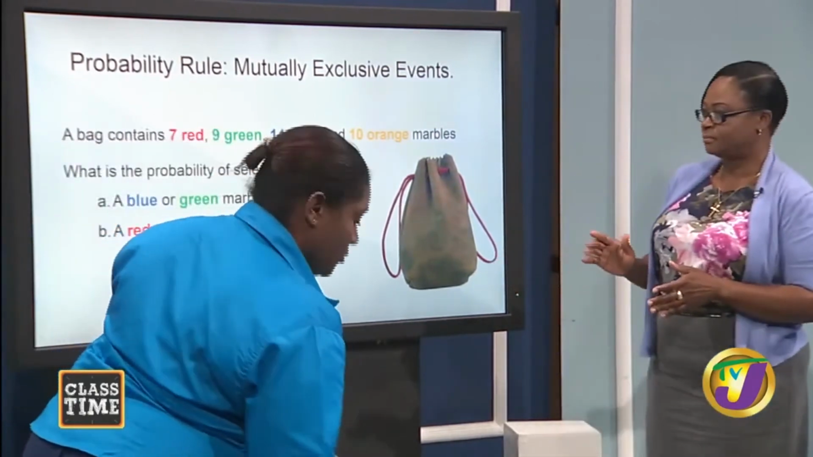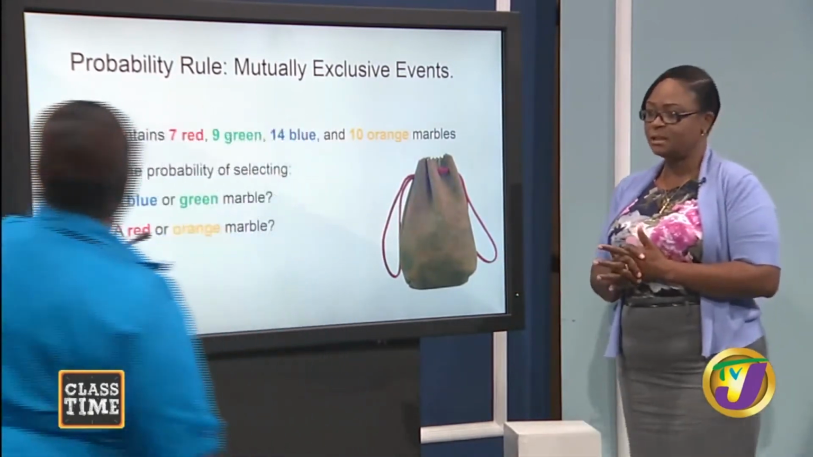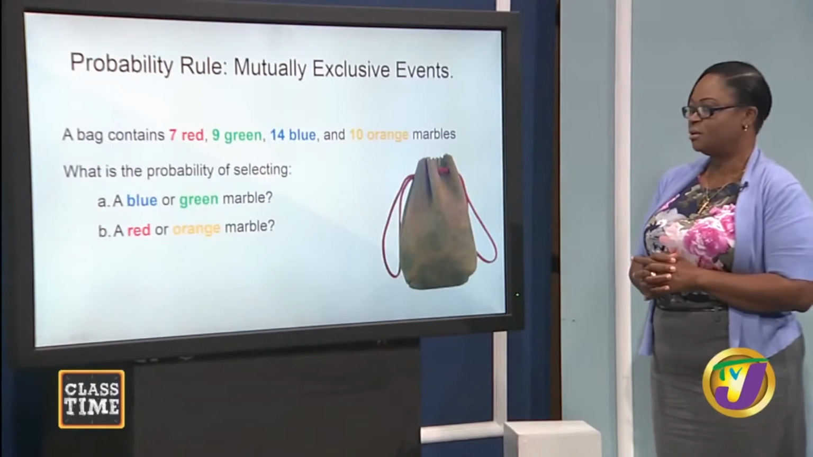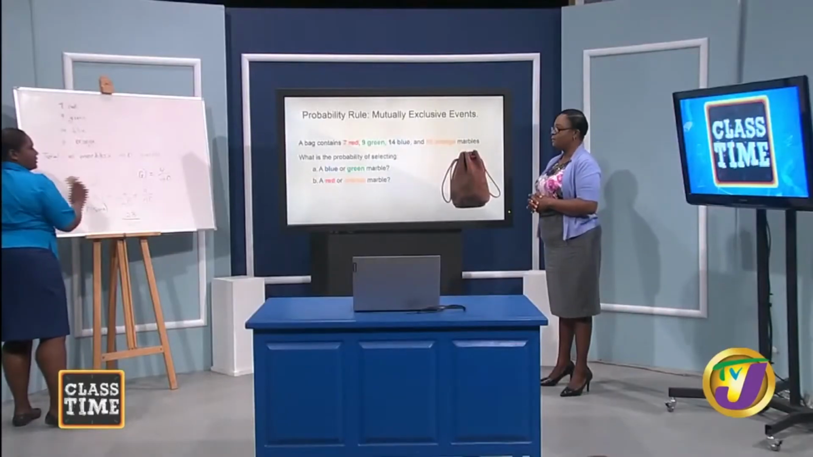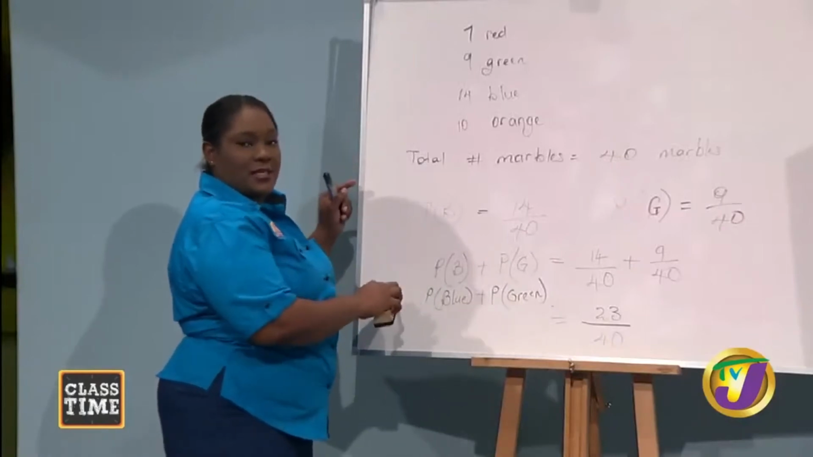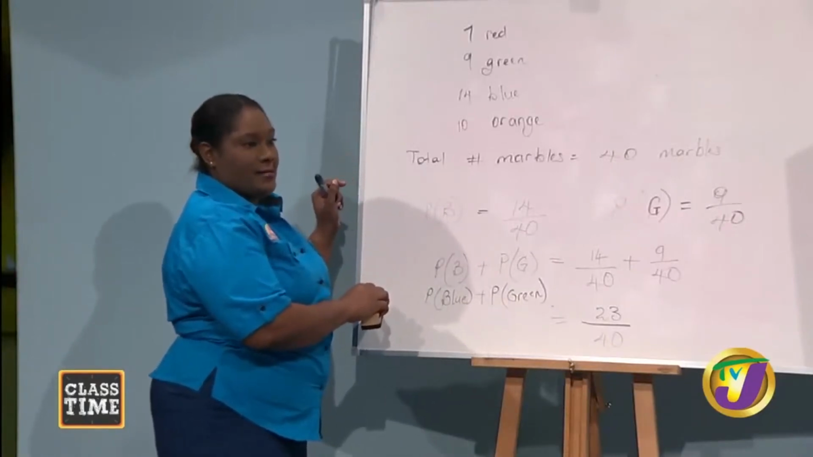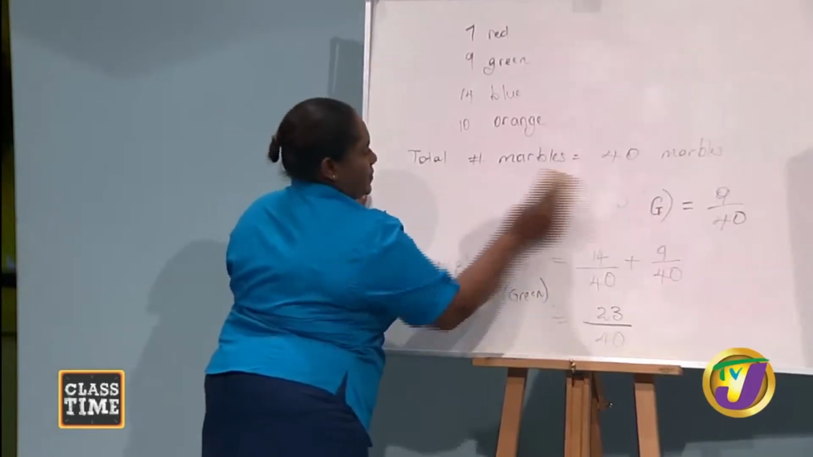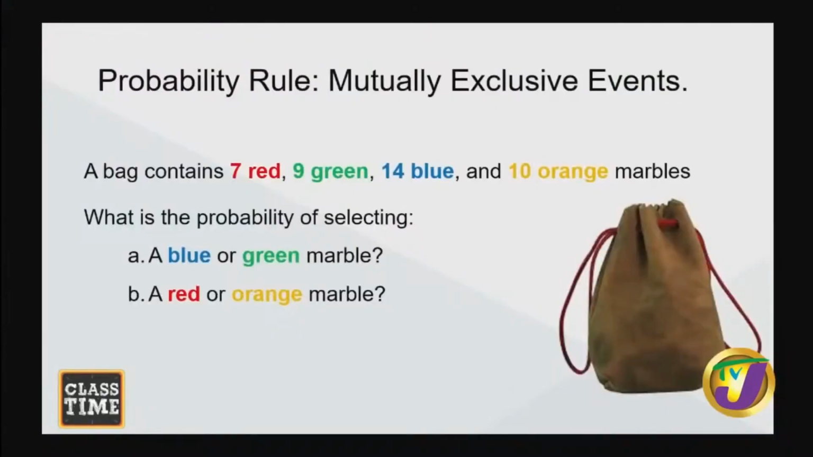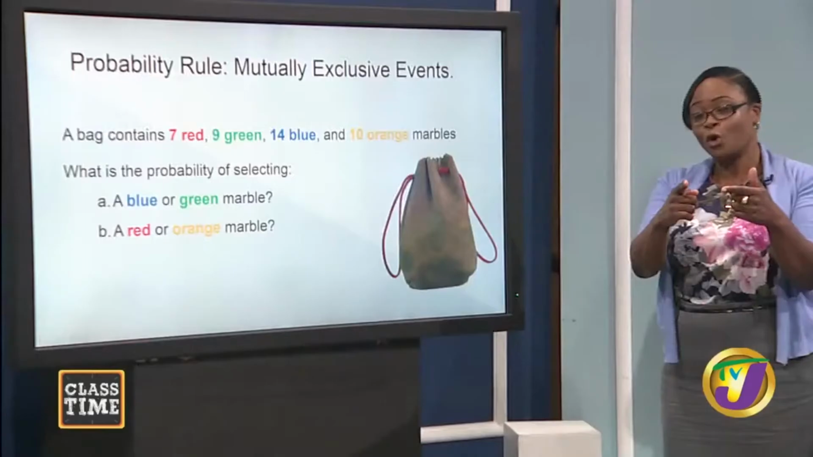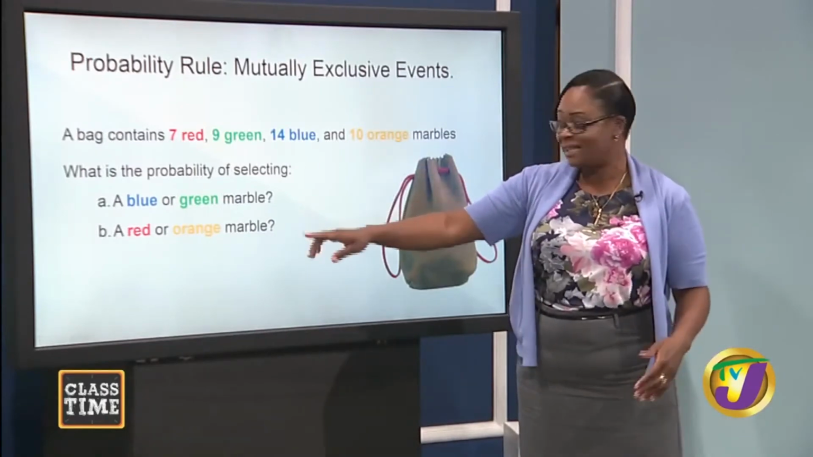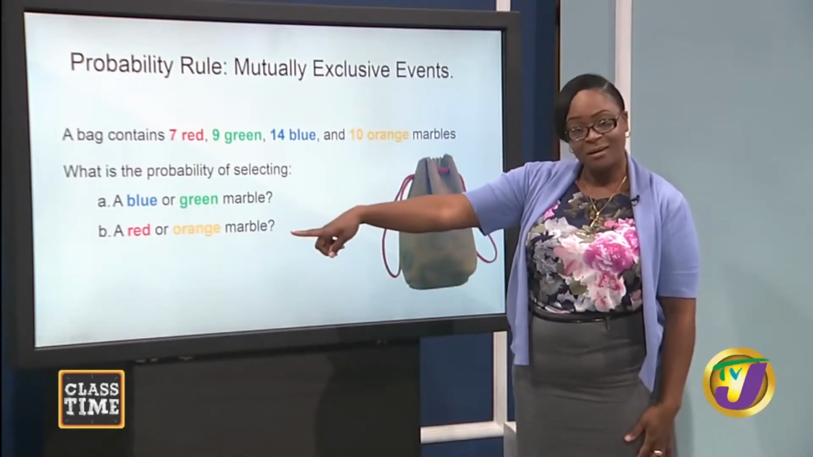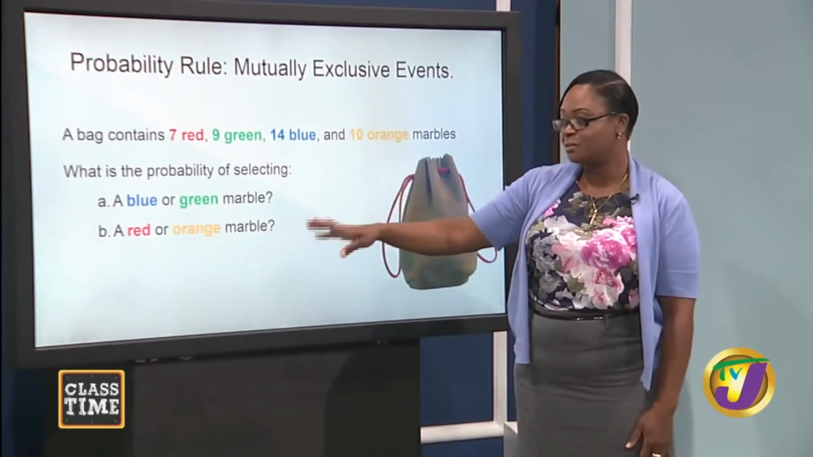And before you go to your solution on the board, I'm just going to work part B as well. Please make note if you didn't have it correct. So while she's erasing the board, could you go ahead and find the probability of selecting either a red or an orange marble?